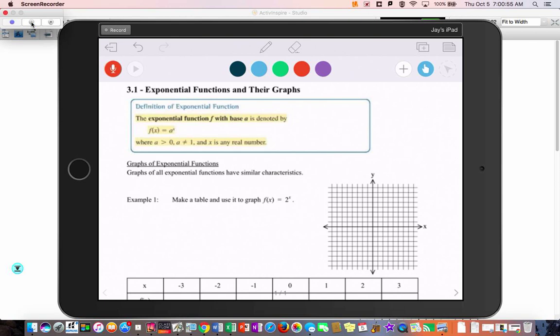Chapter 3 deals with exponential functions and logarithmic functions. So today, the first lecture will deal with some exponentials and their graphs and a few properties.